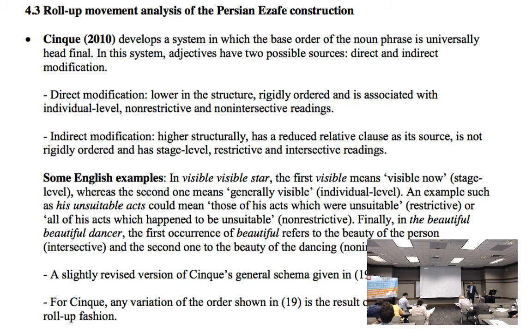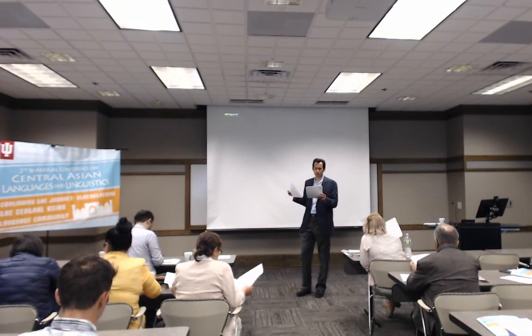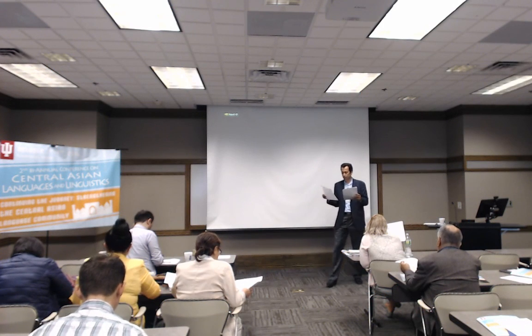They're not rigidly ordered, and they have a stage-level reading, a restrictive reading, and an intersective reading. Maybe in the meantime, you can look at page 13 in the handout, just to see the structure, to visualize this. The indirect modifiers are higher in the tree, direct modification lower.